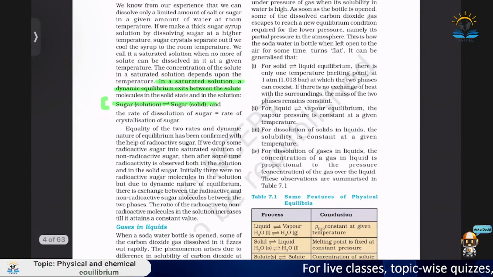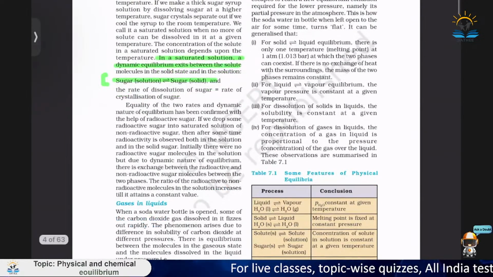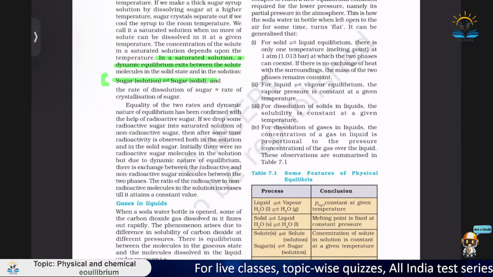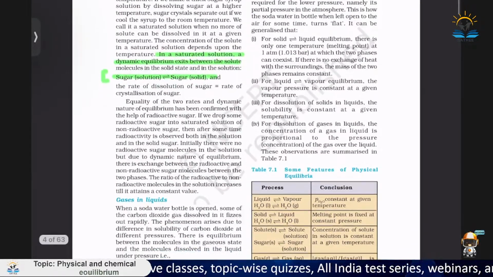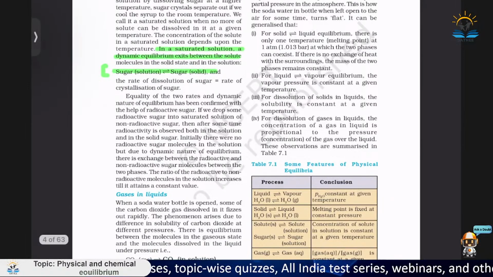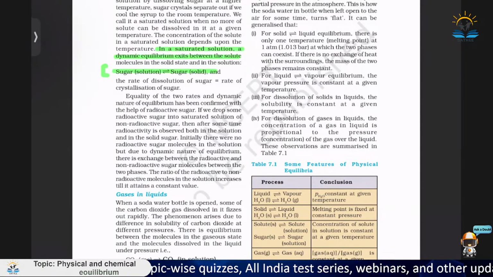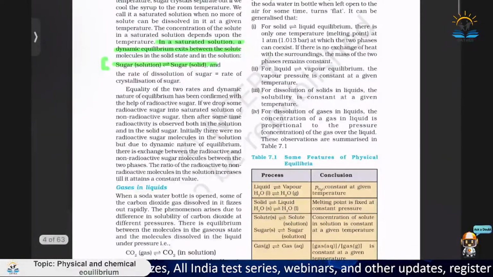They have given an explanation why it is dynamic. You can use radioactive sugar and you can see that in no time it just starts appearing in the solution also. So that means that dissolution and crystallization are occurring simultaneously.